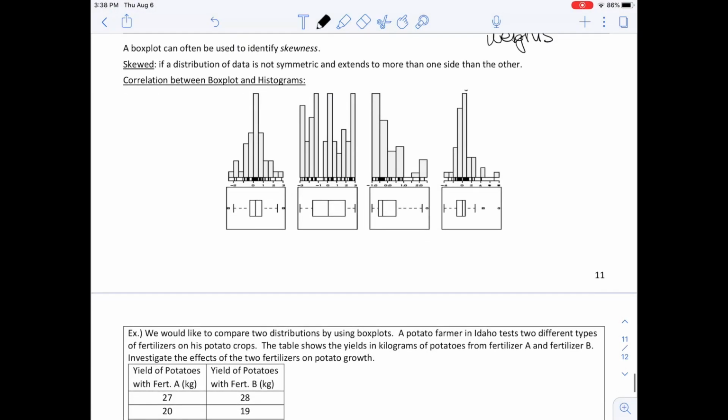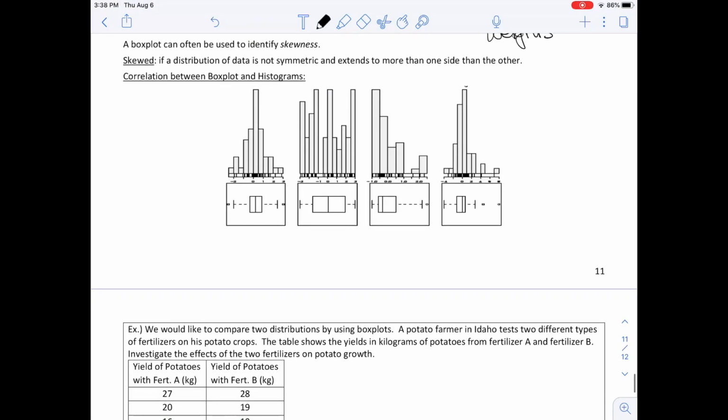So a box plot can often be used to identify skewness. Skewed is going to be if a distribution of data is not symmetric and extends to more of one side than the other. So correlation between box plots and histograms. When we first introduced that idea of skewness, we were looking at histograms, which is what we have up here at the top. And if you look at the bottom, these are box plots.